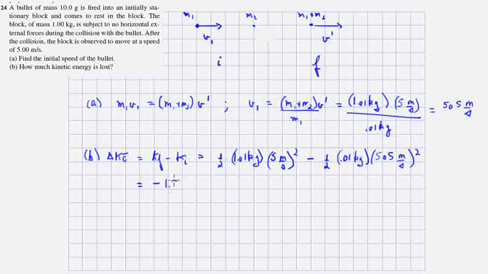minus 1.26 times 10 to the third joules, or in other words, minus 1.26 kilojoules. Remember, k means times 10 to the third. And negative means it's lost. It means that the final is less than the initial. Where does that energy go? It goes into heat.